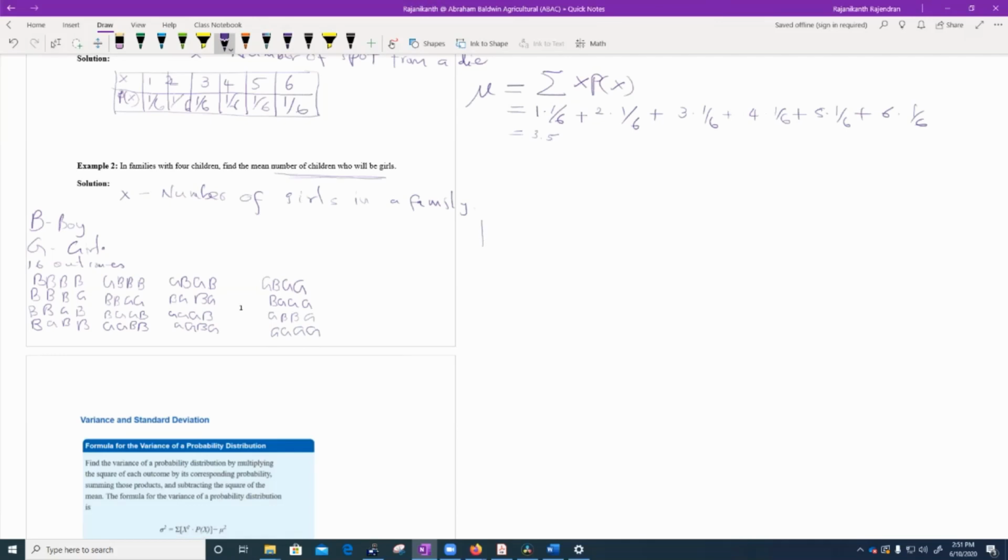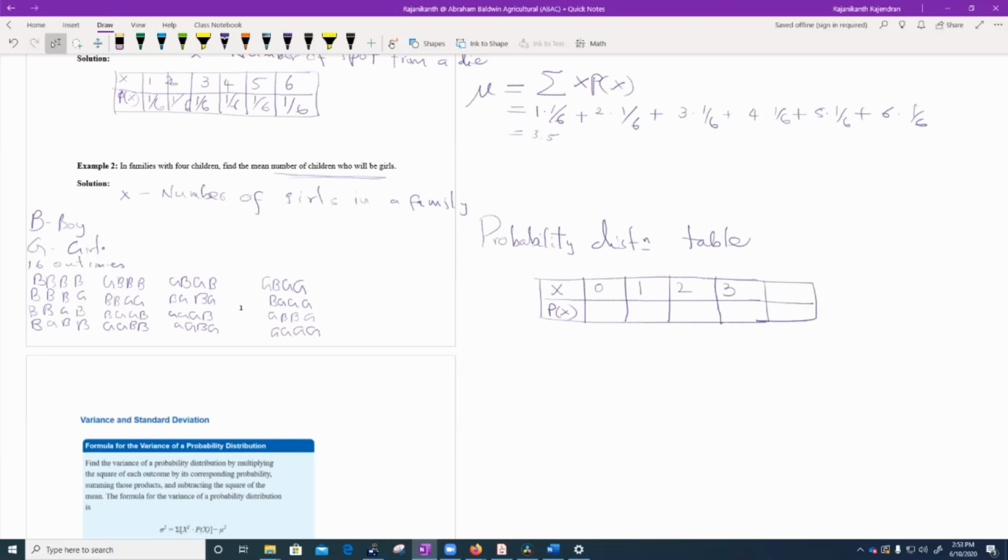Now let us make a probability distribution table. Probability distribution table for this problem will be, remember my x is the number of girls. So we are looking at a four children family. That means x may be 0, no girls, maybe 1, maybe 2, maybe 3, or maybe 4, right? So there are 5 different values we have for x, right? So now let's find the corresponding probability.